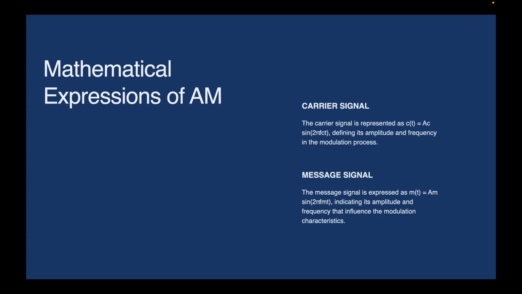The mathematical expression of AM. Carrier signal. The carrier signal is represented as c(t) = Ac sin(2π fc t), defining its amplitude and frequency in the modulation process. Message signal. The message signal is expressed as m(t) = Am sin(2π fm t), indicating its amplitude and frequency that influence the modulation characteristics.